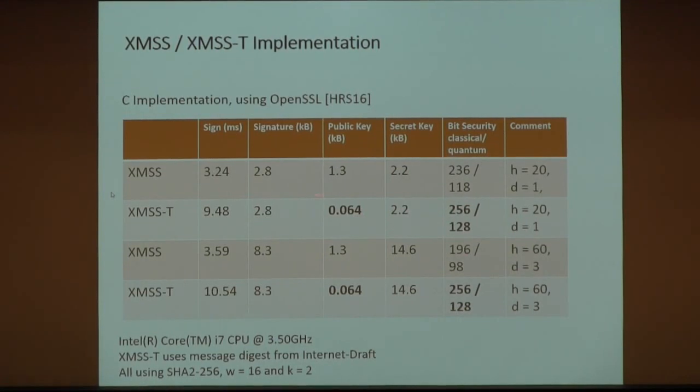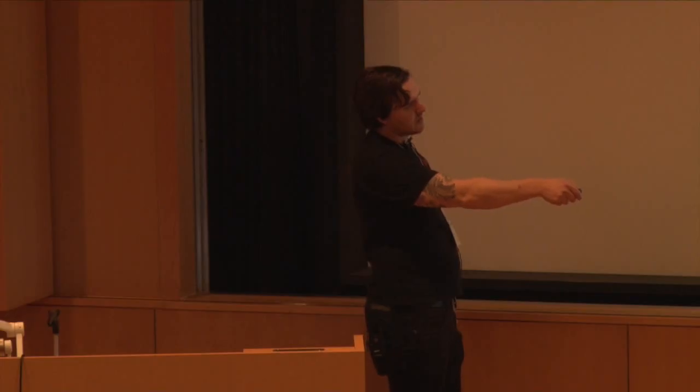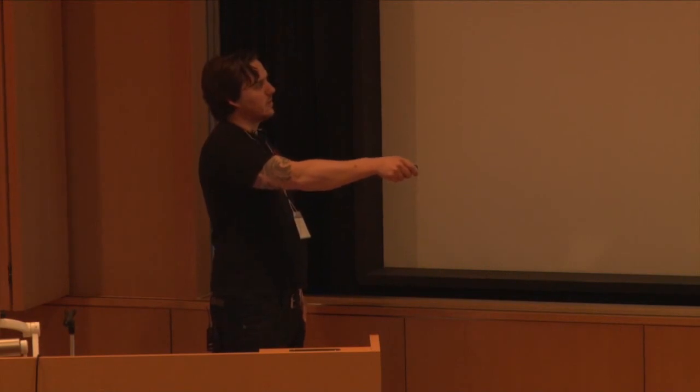And the main difference between these two schemes is that for height 20, for XMSS, you get 236 bits classical and 118 bits post-quantum security. And for height 60, you only get 196 classical and actually 98 bits quantum security. And these are because of these multi-target attacks. In contrast, this XMSS-T really gets 256 bits classical and 128 bits quantum security for both of these parameter sets.